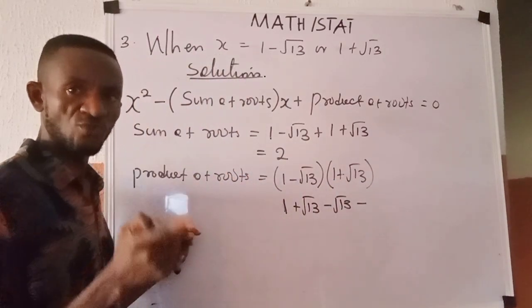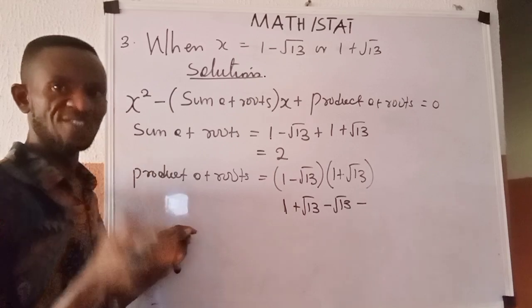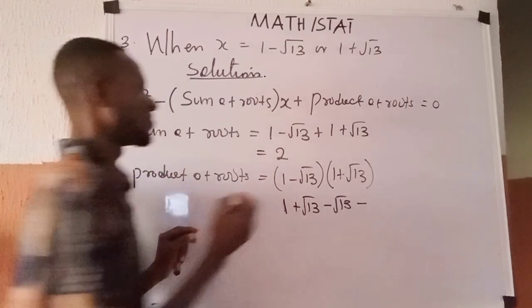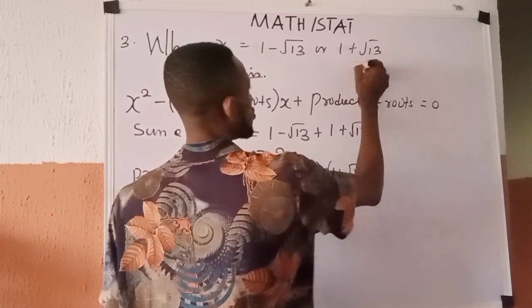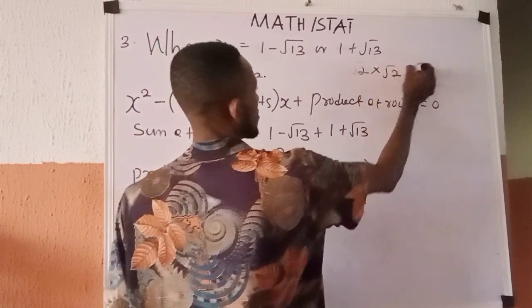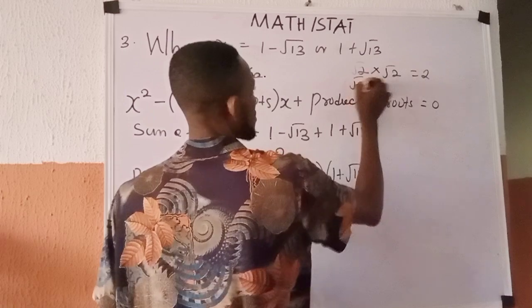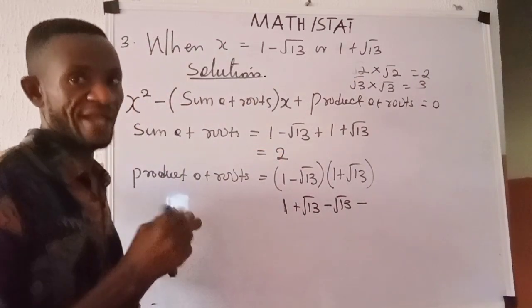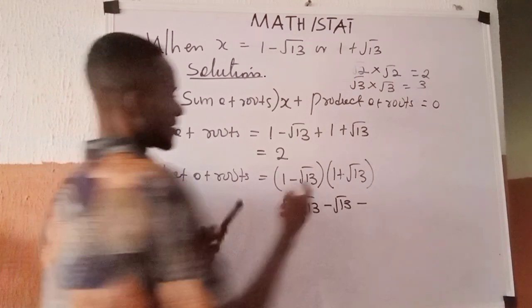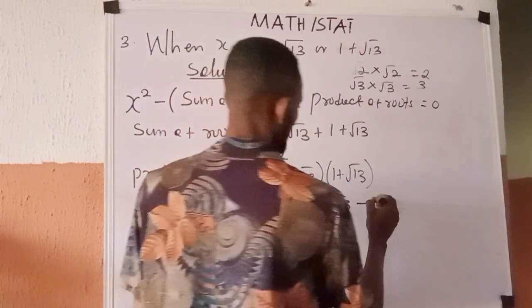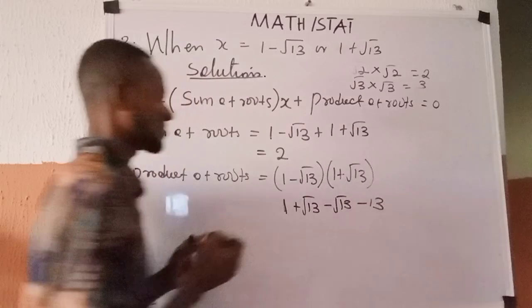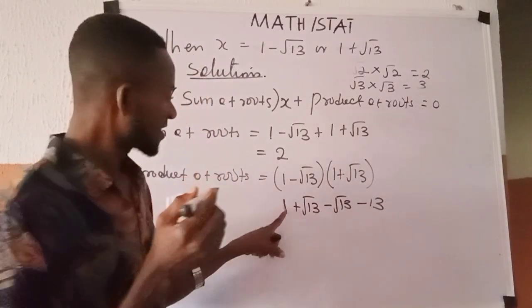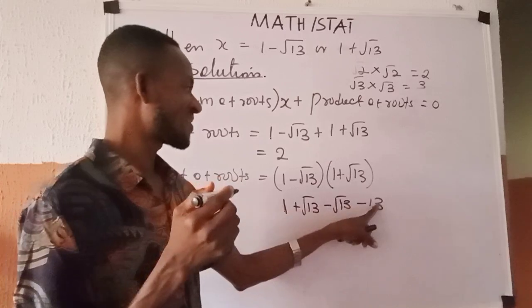Root 2 times root 2 is 2. Root this times root that, times root of itself, is that particular number. So if you say root 2 times root 2, the answer is 2. Root 3 times root 3, the answer is 3, down the line. So which means my root 13 times root 13 will give me 13. So when we come here now, this 1 doesn't contain root, this 13 doesn't contain root.